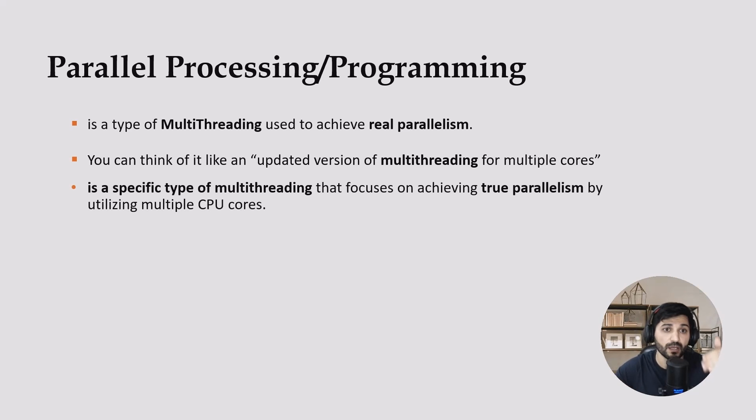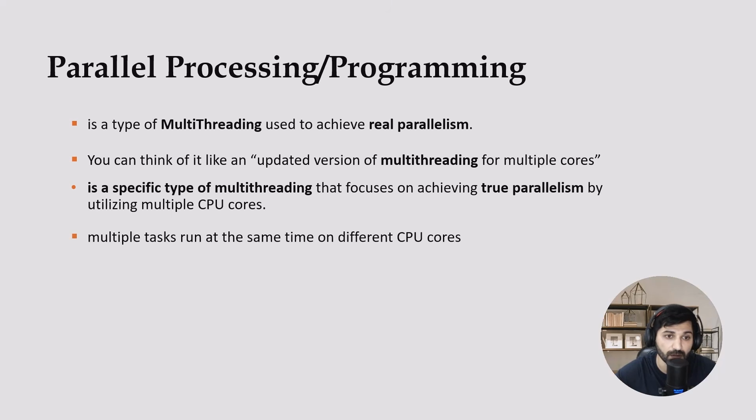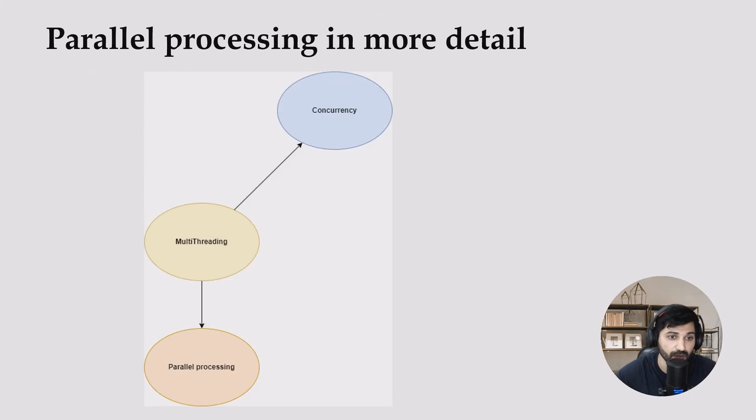not just a type of multithreading, but some implementation of multithreading, okay? Parallel processing is a specific type of multithreading that focuses on achieving true parallelism by utilizing multiple CPU cores, running multiple tasks at the same time on different CPU cores. So we have this type of diagram: we have concurrency. The type of concurrency is going to be our multithreading, and the type of multithreading is going to be our parallel processing.